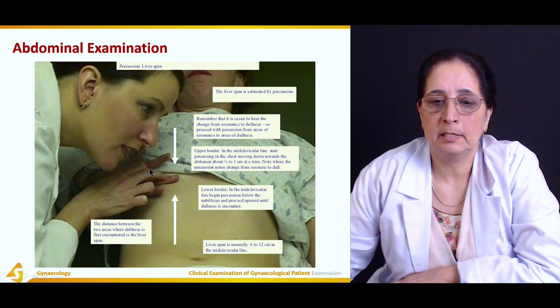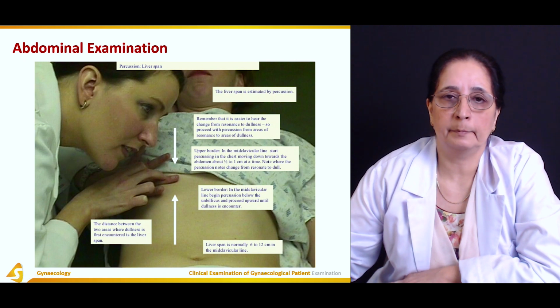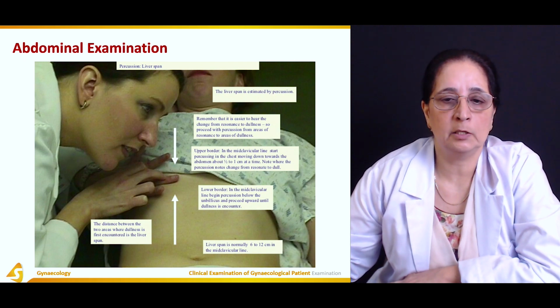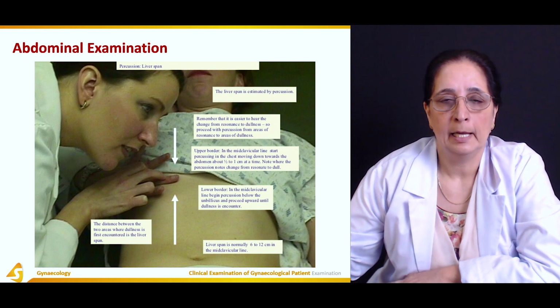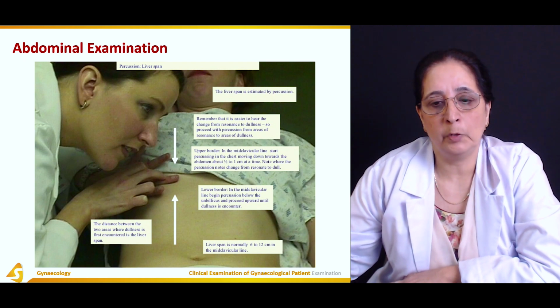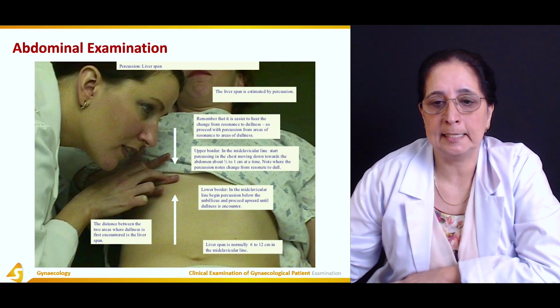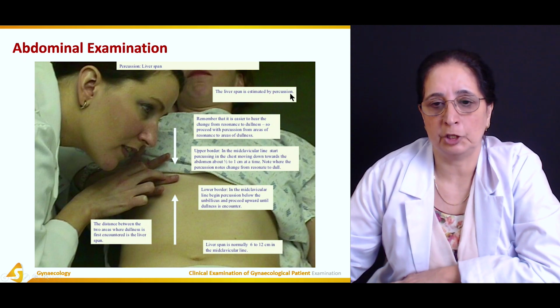Enlargement of liver span is measured by percussion. Other things that can be diagnosed using percussion are any air in the chest, pneumothorax, and any fluid in the abdomen, which is ascites. So the liver span is estimated by percussion.